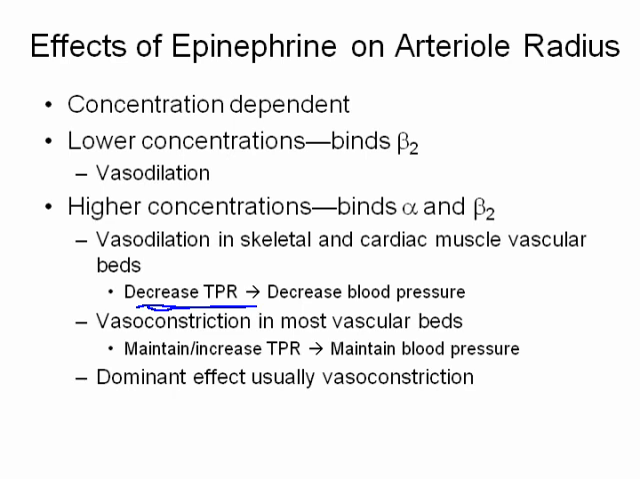Decreasing peripheral resistance in those areas, as well as helping to decrease overall total peripheral resistance. Causing vasoconstriction in most other vascular beds, which is going to maintain the overall total peripheral resistance, maintaining blood pressure, helping to push more of the blood toward the skeletal muscle. The dominant effect is usually vasoconstriction.